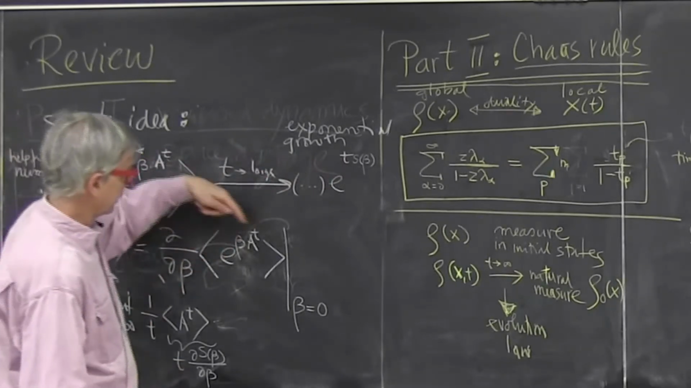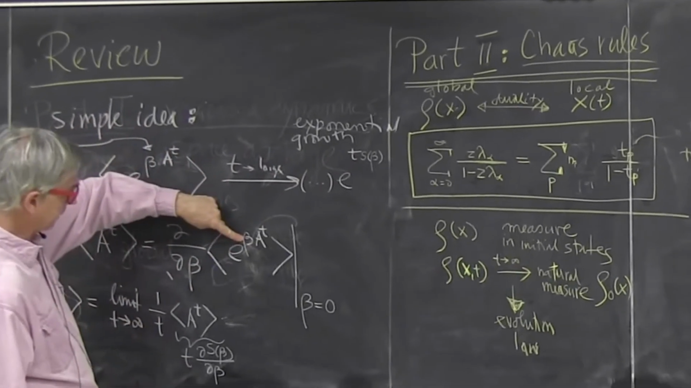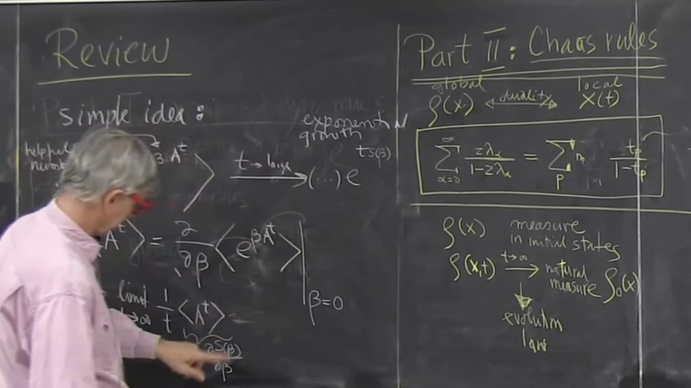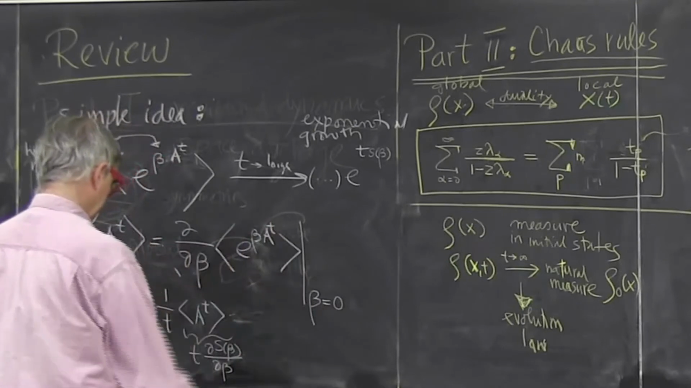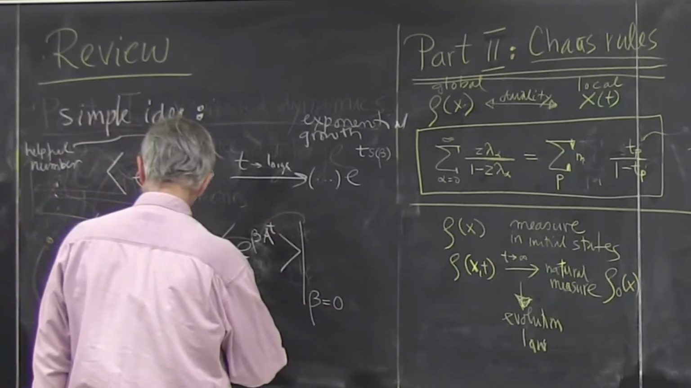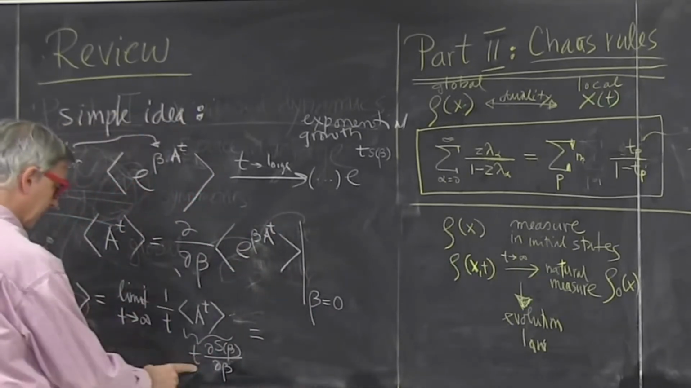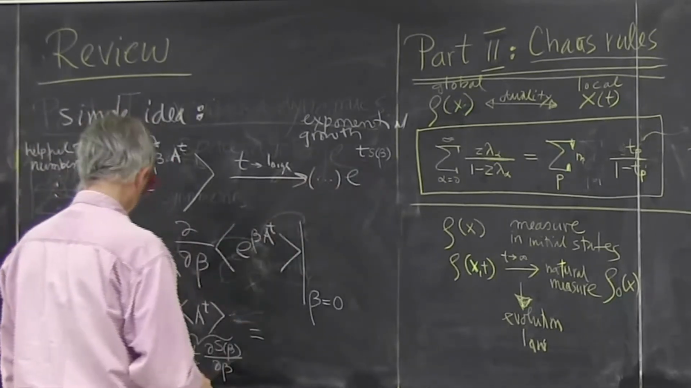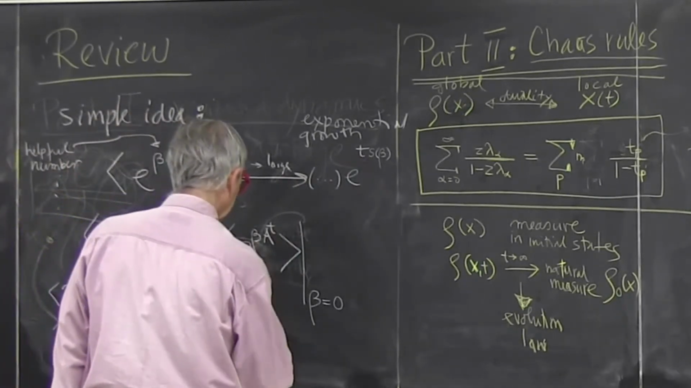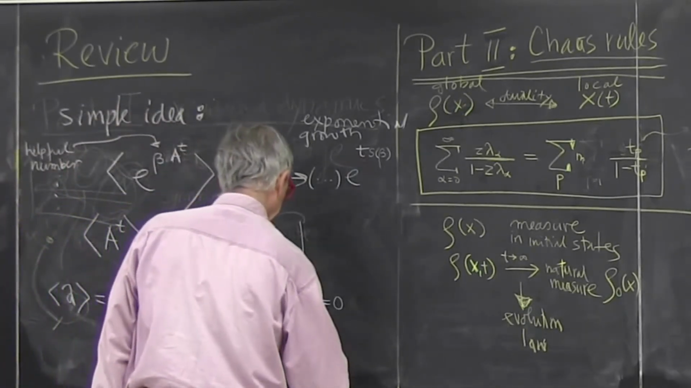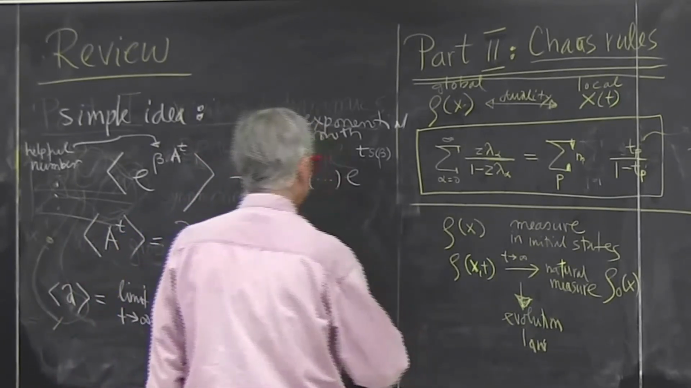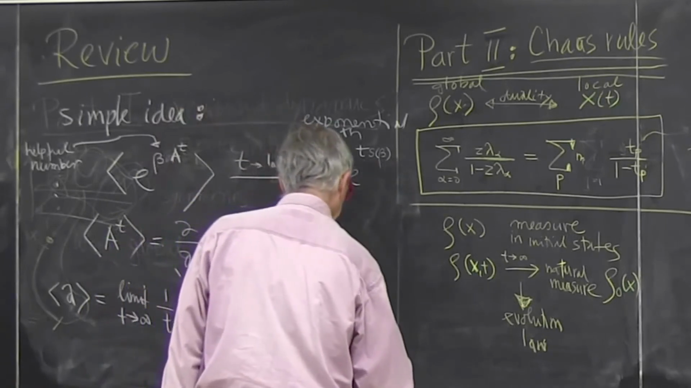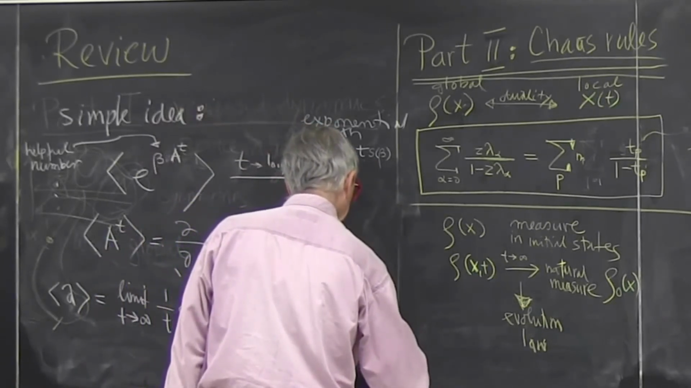Now when I take a derivative, it's not just linear in beta, but it's a function, so I bring it down. And then I set beta equal to 0, so this just becomes 1. And I find out that this time cancels, proportional to time. And I find out that the expectation value of A is actually just the derivative of this exponential behavior, s of beta, evaluated at 0.